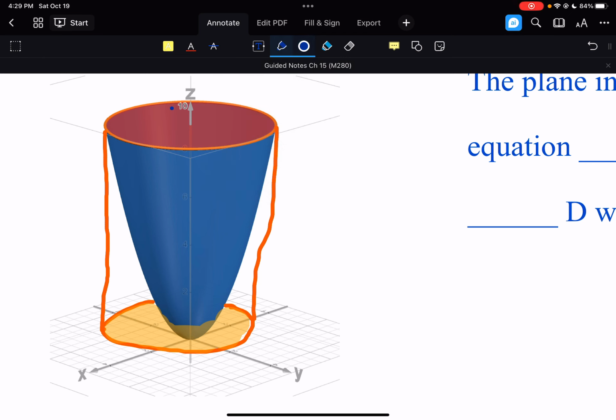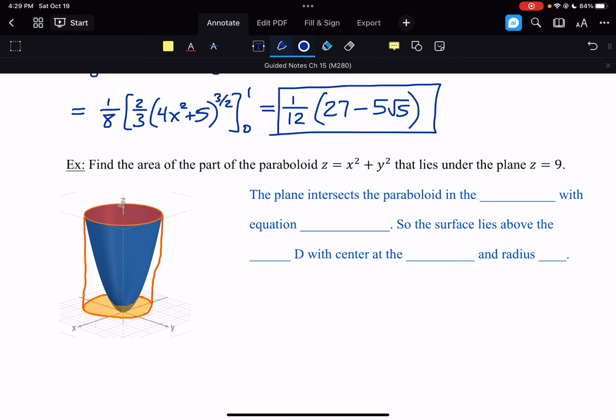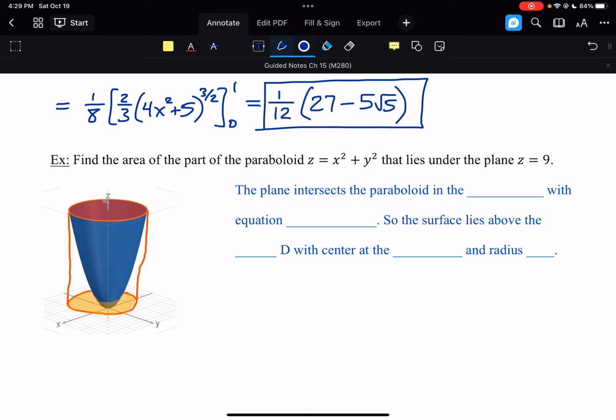So what is that region? Well, its outer boundary is defined by this cutoff up here. And we can say that the plane intersects the paraboloid in the circle. This is where x squared plus y squared equals z, but z equals 9. So we get x squared plus y squared equals 9. So that's a circle of radius 3. So the surface lies above the disk D, so that would be down here, with center at the origin and radius 3.